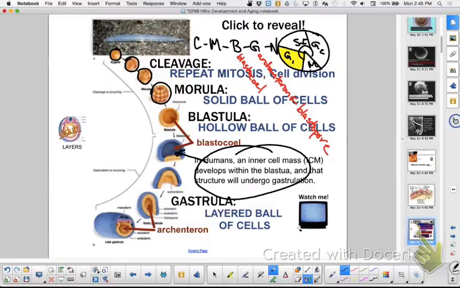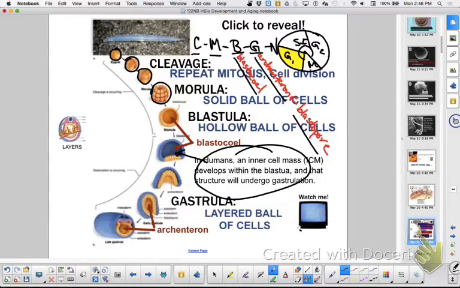Okay, questions on this? We know cleavage, morula is solid, blastula is hollow, the cavity is called the blastocoel, gastrula is a layered ball, the new cavity is called the archenteron, and the opening to the archenteron is called the blastopore. What does the blastopore become in you and I? It becomes our anus, where in other organisms it might become their mouth. Good. Okay, and then the neurula. Clarifying questions. Ask now.